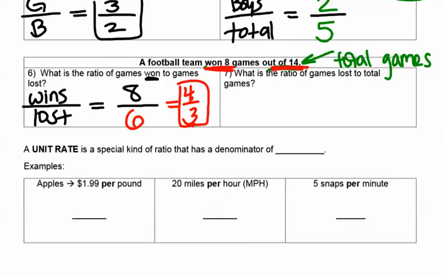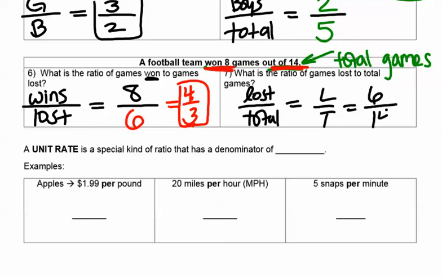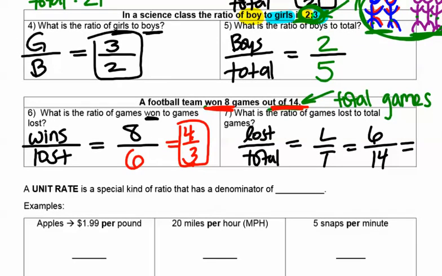All right, next we want the ratio of loss to total. So lost to total. And if you want to do L over T, that's fine also. So they lost 6 out of 14 total games. Are we going to leave it like that? No, we got to simplify that. So you're thinking what goes into both. 2 will go into both. We get 3 over 7. And we can't simplify anymore.